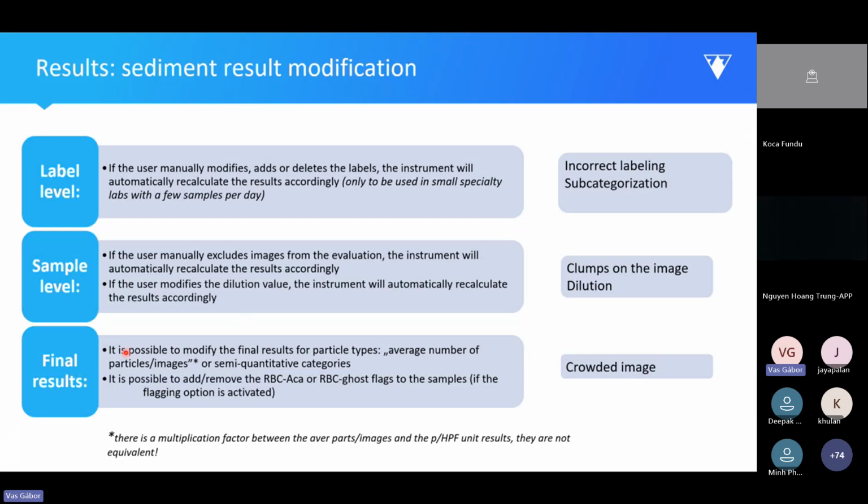We did experiments on this, and in most cases, the 10-fold dilution is the ideal one. And you can also, as I mentioned before, modify the final results. If you don't want to deal with dilution, you just change the average number of particles, or I would rather recommend just using the semi-quantitative categories, so 4+ blood, and that's it.